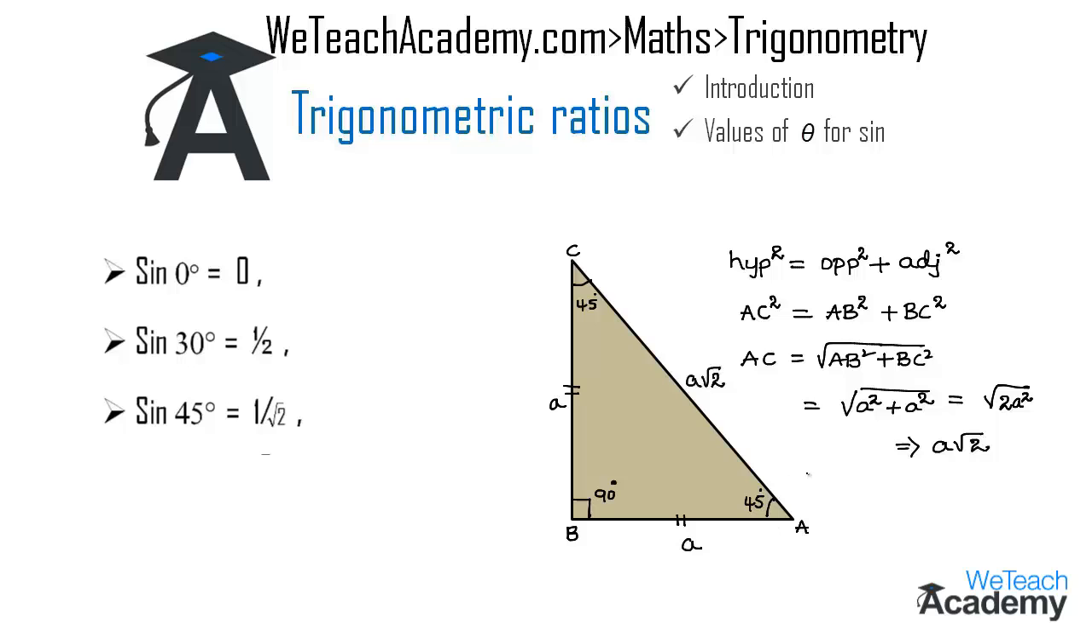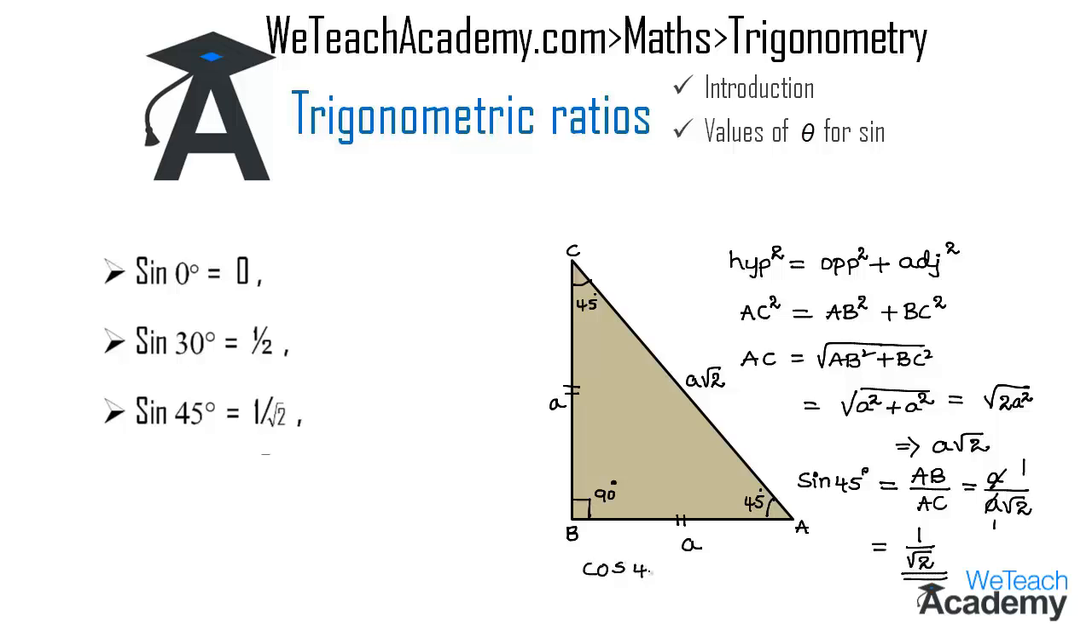And now let us find the value for sine 45 degrees. So sine 45 is given by the formula opposite by hypotenuse. So here the opposite side is nothing but AB divided by AC. By substituting the values, AB equal to A and AC equal to A root 2, we get A by A root 2. And by simplifying, A in the numerator and A in the denominator get cancelled and we get the result as 1 by root 2. So 1 by root 2 is the value for sine 45 degrees.